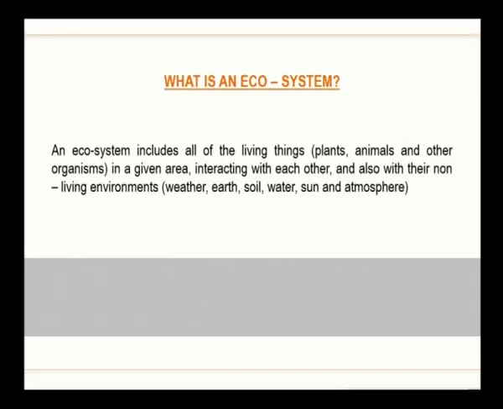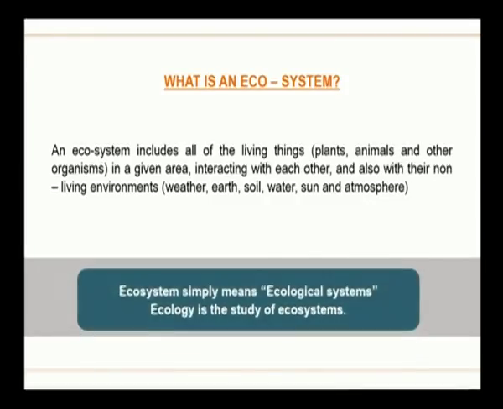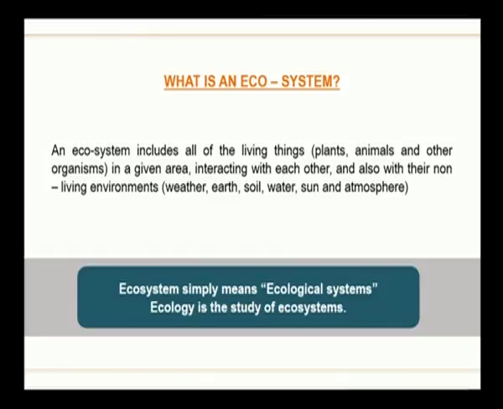So, it happens in day-to-day life, and as we come across, we can see how the sun helps the plants to carry out photosynthesis, and by photosynthesis they create their own food, and living organisms like cows are dependent on the plants, and then we are dependent eventually on both plants and animals for our own livelihood. So, ecosystem simply means ecological system. Ecology is the study of ecosystems.